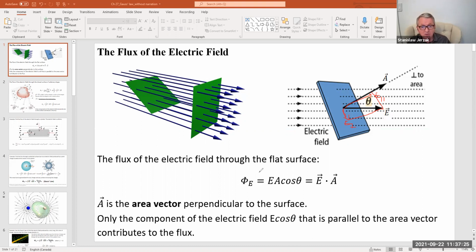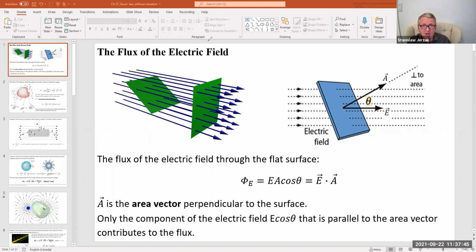So any questions so far about the definition of the flux of the electric field? As you see, this is the same definition as for the flux of the magnetic field. It is the same type of concept. So that hopefully is all clear for you.